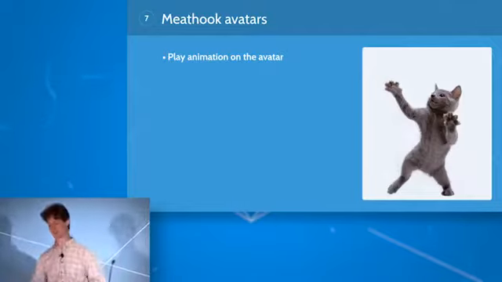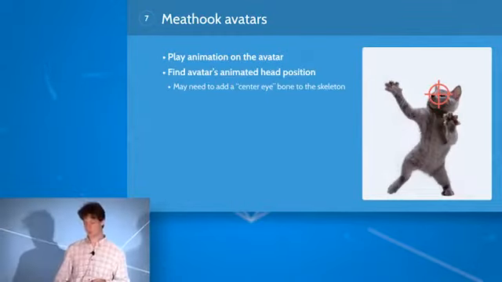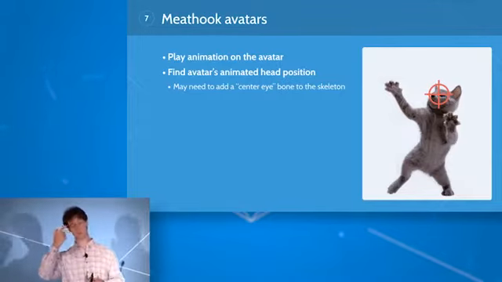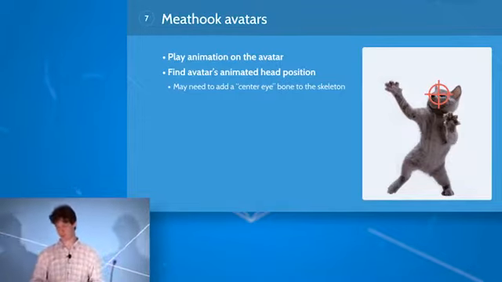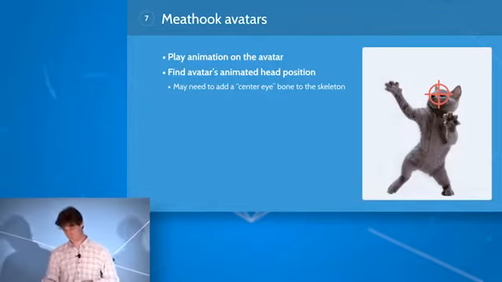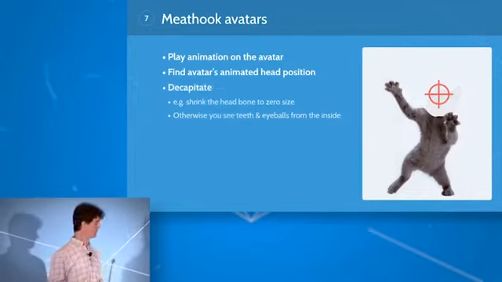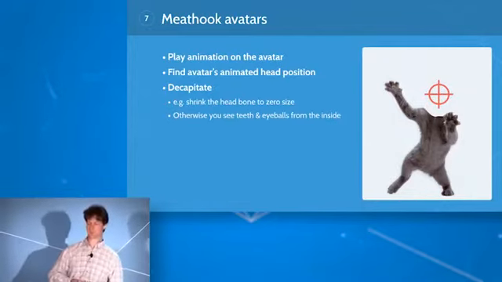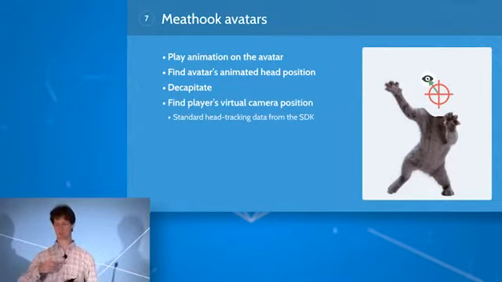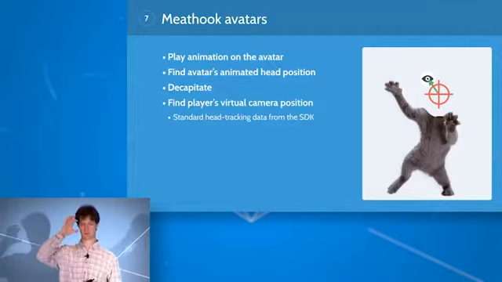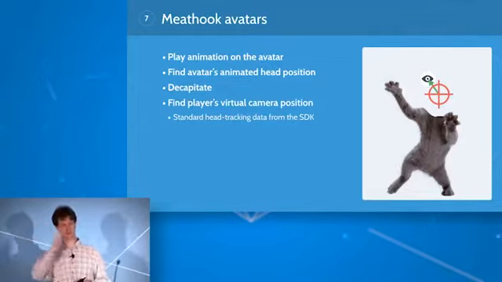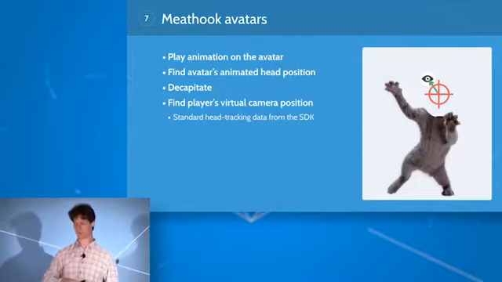So we take this frame of the game. It's this animation. We find the animated head position. You might need to add a center eye bone to the skeleton. There's various ways of doing this. But you find this middle eye position in the animation. Then you decapitate him. The reason is if you put the cameras inside the head, generally what you see is some teeth, and also if they're wearing glasses, you see some glasses, which is kind of weird, and also hats and all that sort of stuff, and it's very distracting. So we chop the heads off.